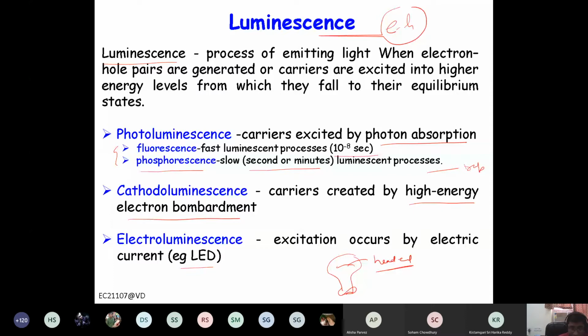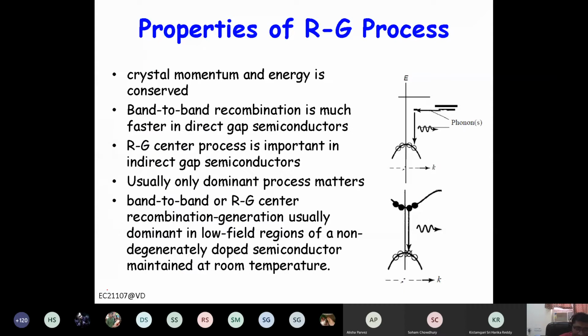Now we discussed the direct and indirect band gap. So how do they play a role? Can we see luminescence in a direct band gap? Can we see it in an indirect band gap? How actually does this luminescence take place, or for that matter, how does the absorption of a photon take place? That depends on the E-k diagram. If you look at the properties of this recombination generation process, in these processes momentum and energy are conserved. When we talk of momentum, we are actually talking about the crystal momentum. Of course, individual momentums are conserved, but crystal momentum and energy are also conserved.